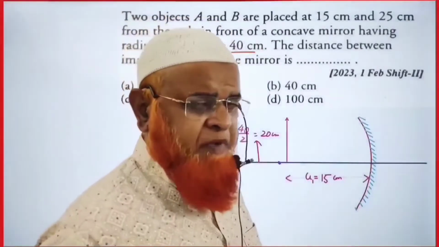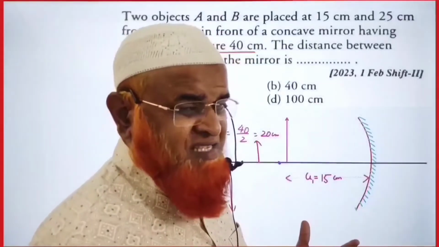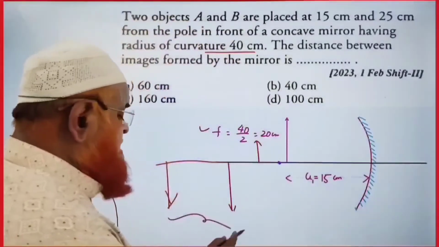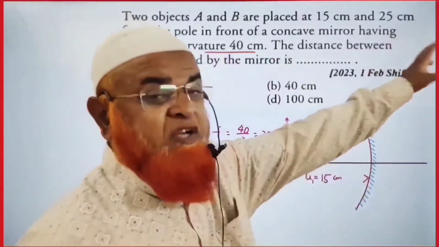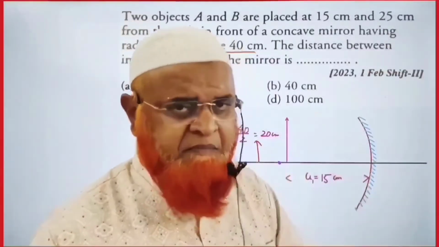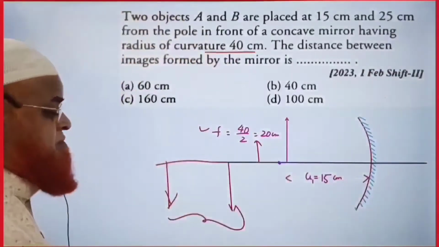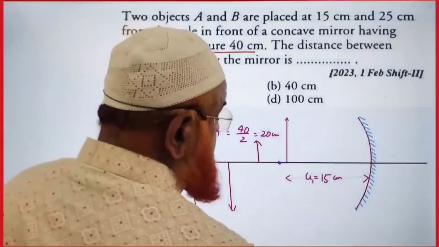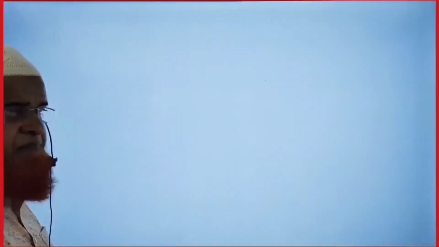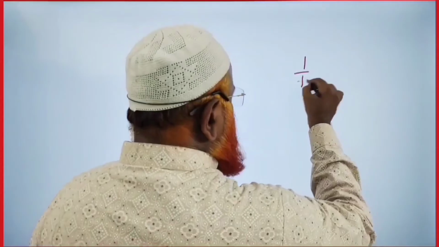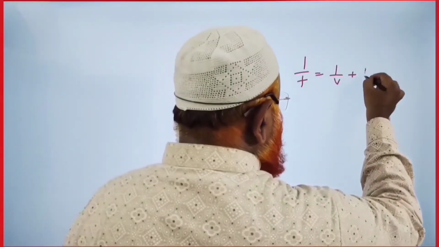So, let us see what is going to happen. You have to find out the distance between the two images according to this problem. Yeah. So, let us see what is going to happen. For this, I'll tell you a simple concept. You all know 1 by f is equal to 1 by v plus 1 by u.